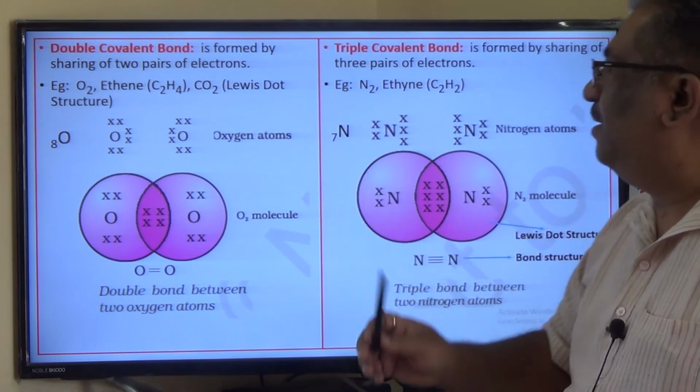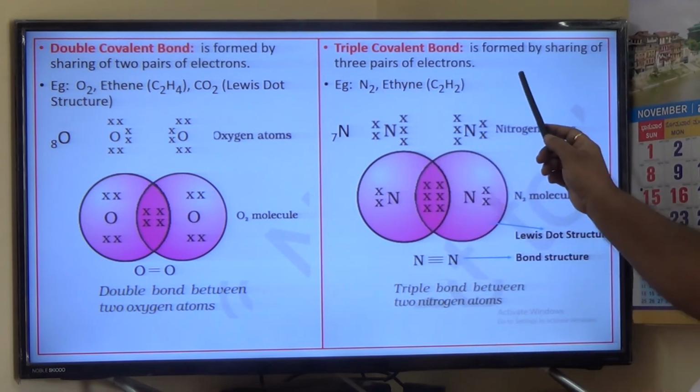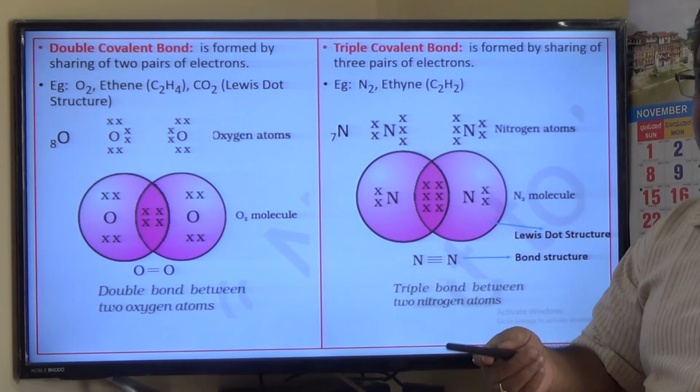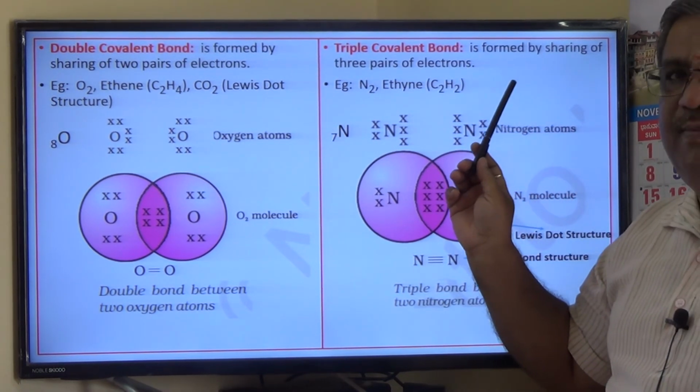Okay, fine. Next comes a triple covalent bond. This is a triple covalent bond. As the name suggests, if there are 3 pairs of shared electrons between the atoms, then this is called a triple covalent bond.